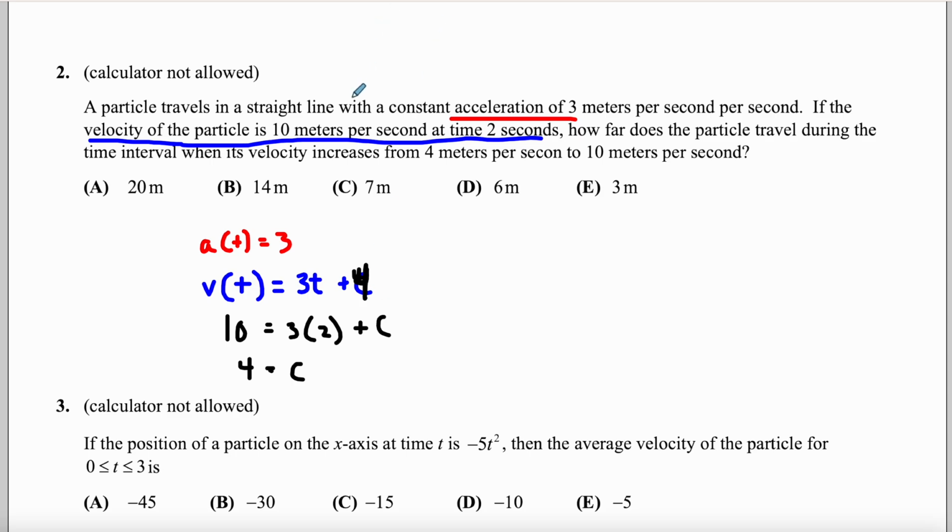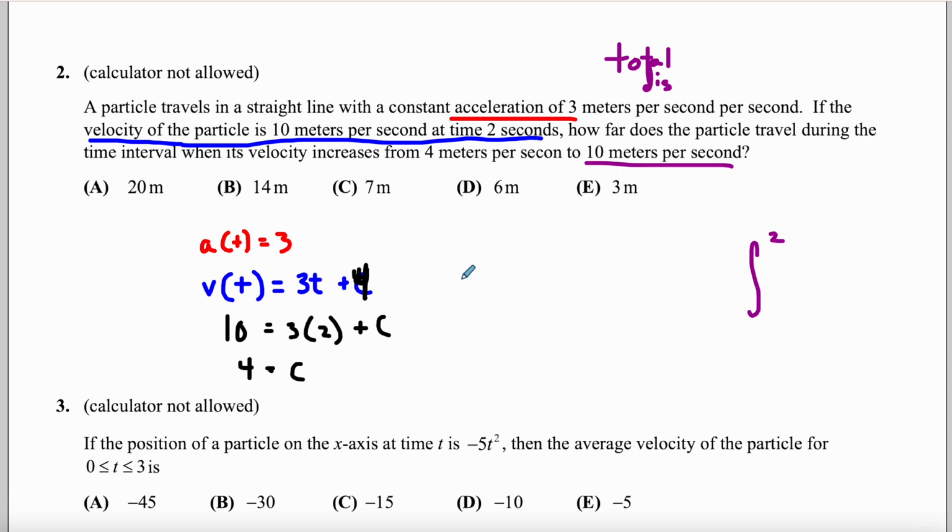It wants to know how far, so it wants an actual total distance. So it wants a total distance when the velocity went from 4 to 10. If I'm going to do a total distance, I'm going to need 2 times. I know that 10 meters per second occurred at 2 seconds. And now I need to figure out when 4 meters per second occurs.